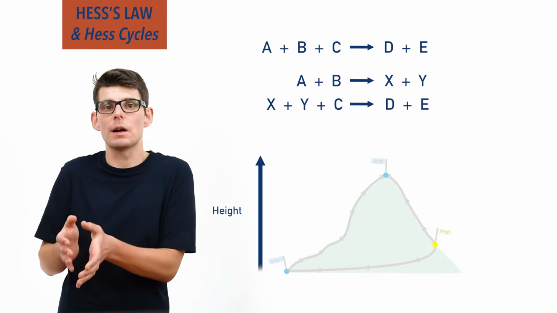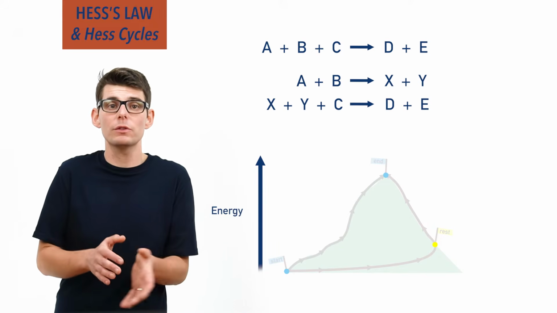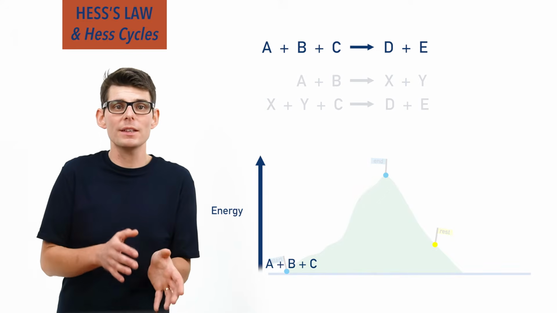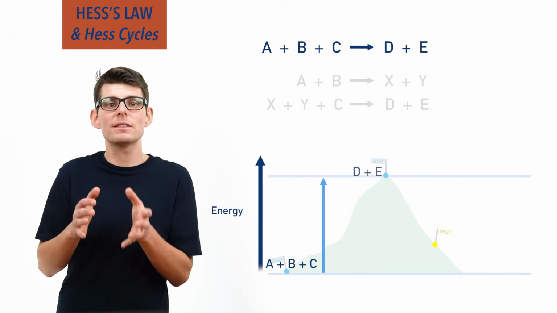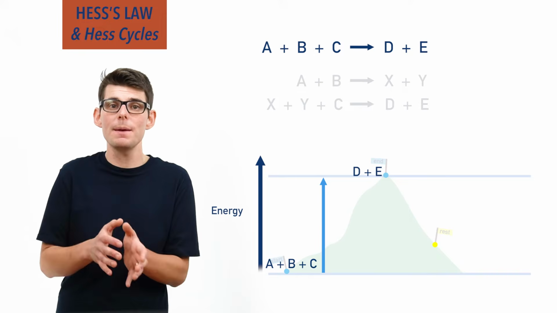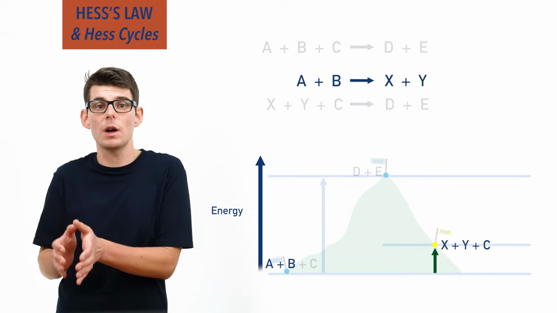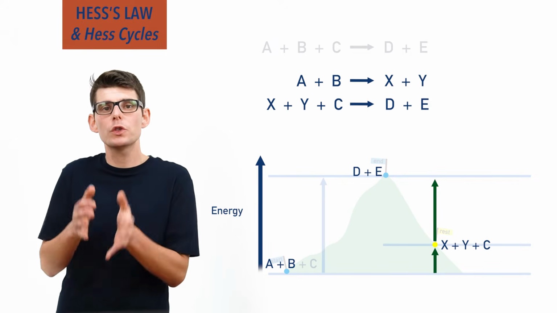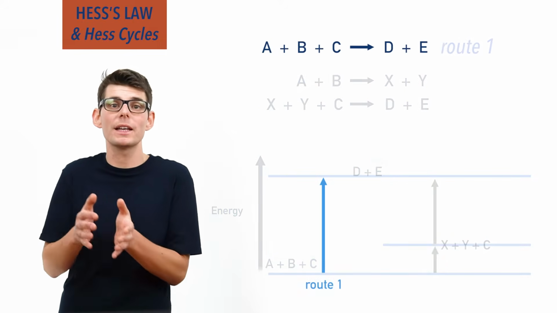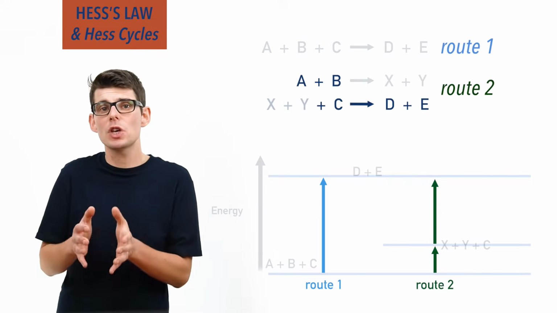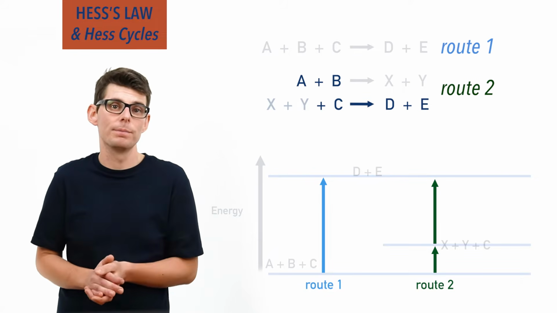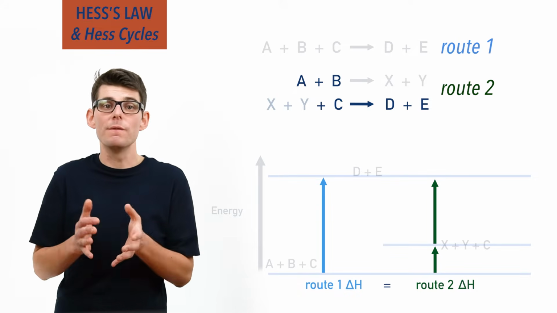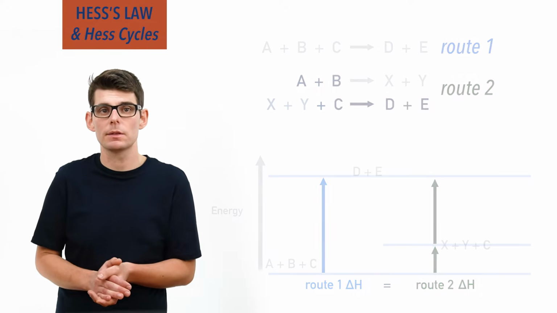Using the mountain example here, but with energy rather than altitude, we can see that to go from A plus B plus C directly to D plus E has the same enthalpy change as going from A plus B to X plus Y, and then from X plus Y and C to D and E. There are two possible routes, route 1 and route 2. The enthalpy change for both routes is the same. Route 1 enthalpy change equals route 2 enthalpy change. This is what Hess's law tells us.